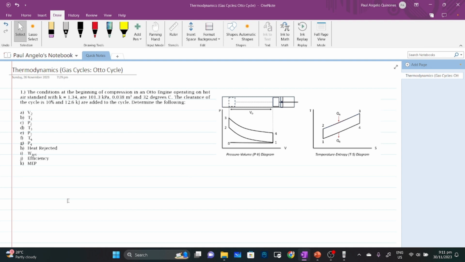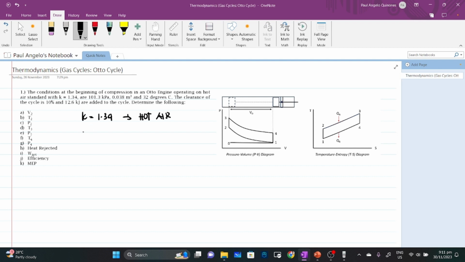Okay, so now let's start to solve problems relating to the Otto cycle. The first step that we need to consider is that we are given certain values. So we have k, which is 1.34, corresponding to hot air properties.